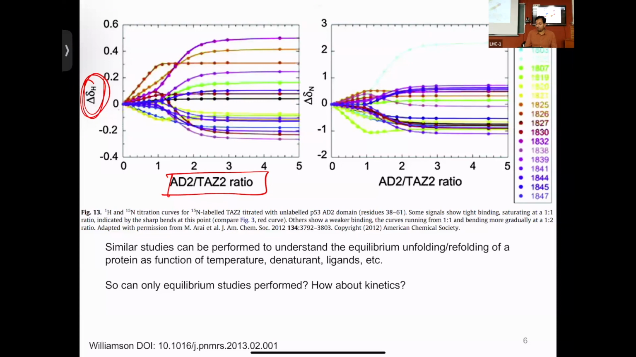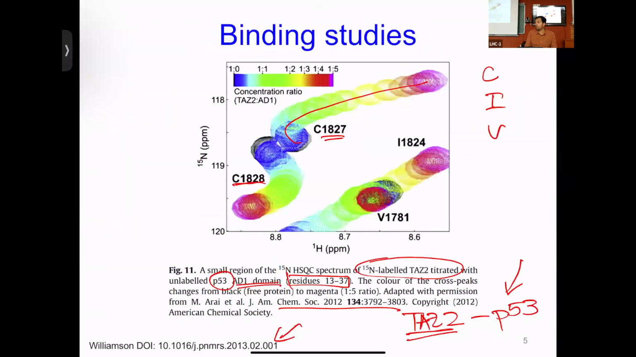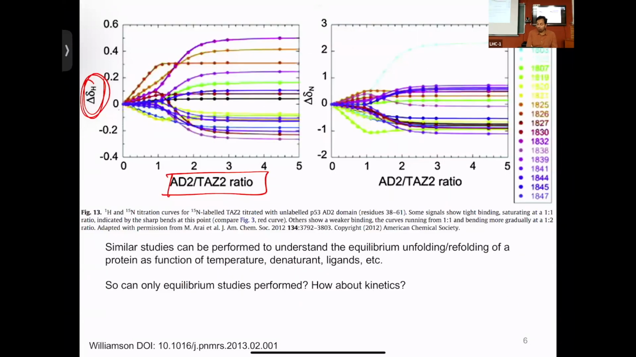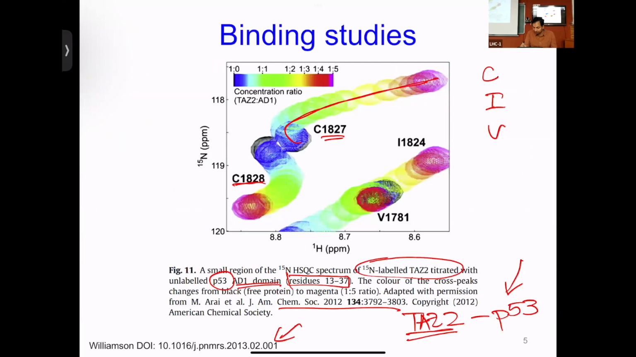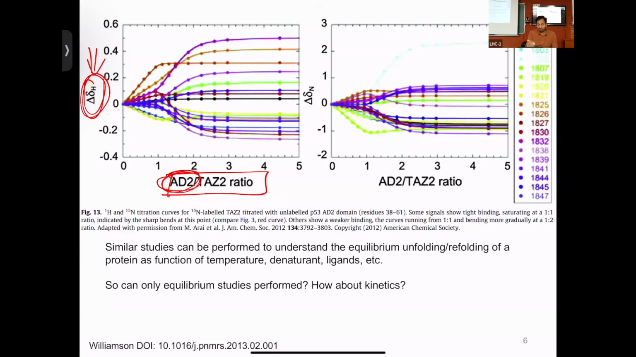So here the example is TAS2 was titrated with P53, and as you added more and more of the AD2 domain of the P53, chemical shifts started to change, correct? Chemical shifts are changing. If you see from here to here, there's a certain proton chemical shift, a certain nitrogen chemical shift. So you'll be able to model or follow change in proton and nitrogen chemical shifts as a function of additions of the other protein, and even try to understand where the binding happens first.